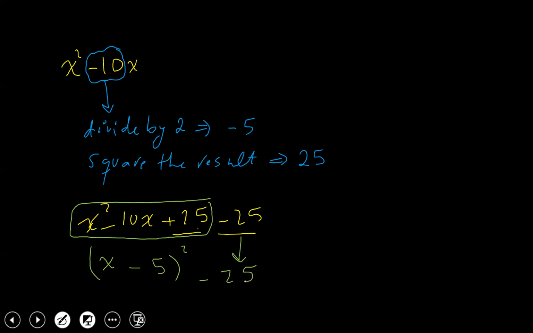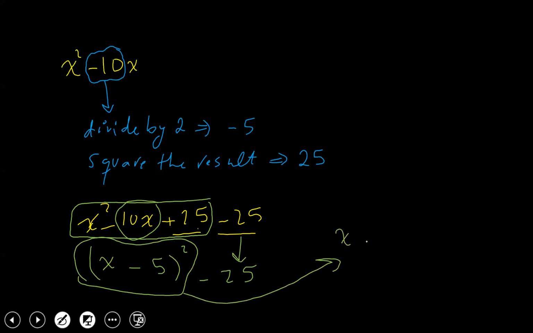Some students would ask, where's the 10x? It doesn't disappear. In fact, if you develop (x minus 5) squared, you get x squared minus 2ab, which is 10x, plus b squared, which is 25. And here we have minus 25. So I repeat once more.